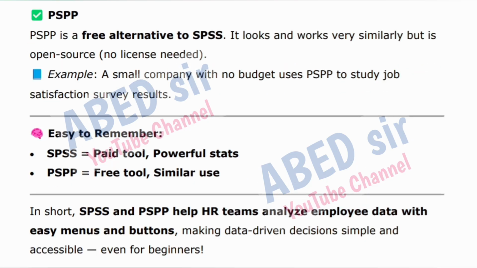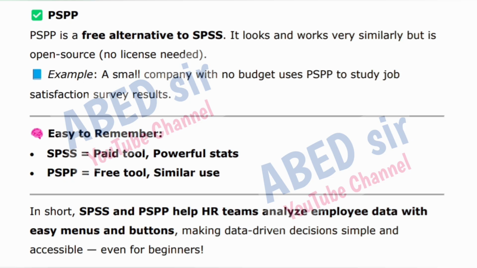PSPP is a free alternative to SPSS. It looks and works very similarly but is open source, no license needed. Example: a small company with no budget uses PSPP to study job satisfaction survey results.